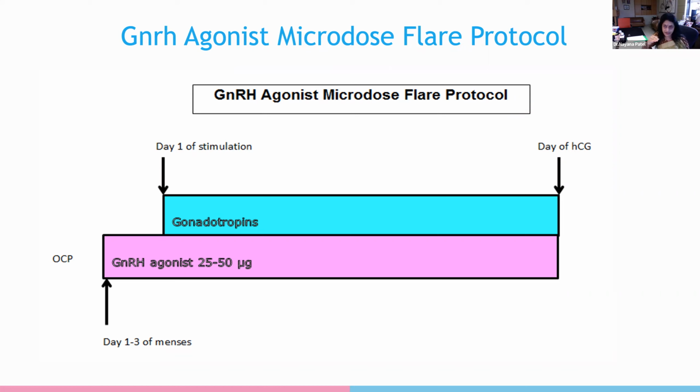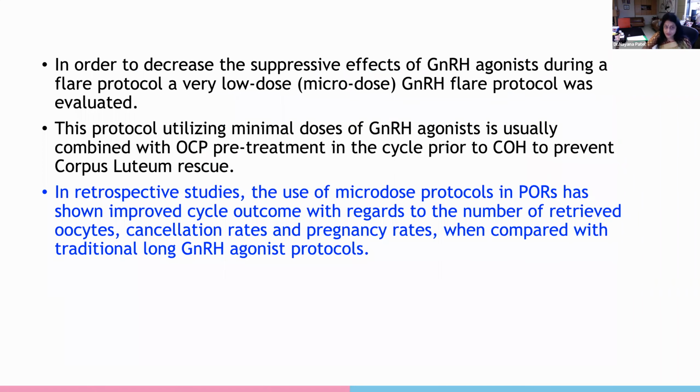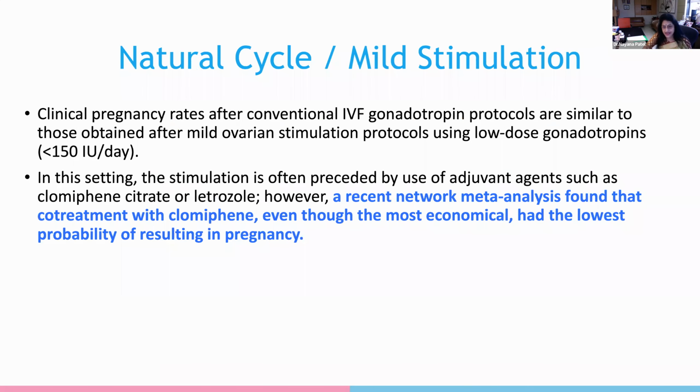These are the patients where the AMH level you are looking at 0.8, 0.9, 1. You don't want to give that long to suppress the ovary too much. You can use this microdose protocol and with very good outcome. So this is to decrease the suppressive effect of that long agonist protocol, but only 15 days of pre-treatment with OC pills.